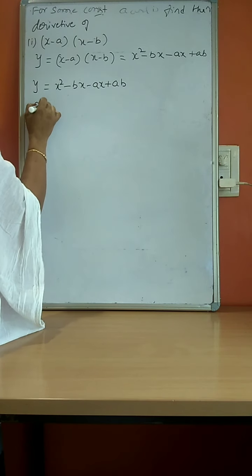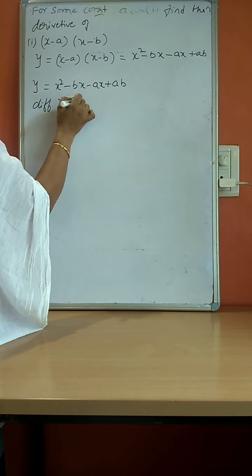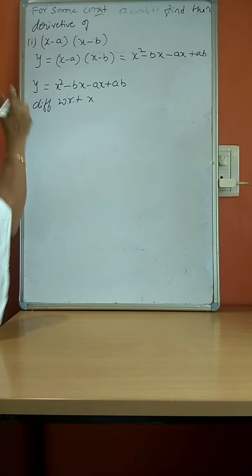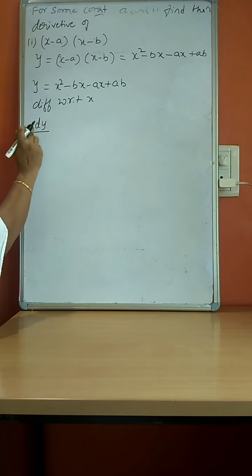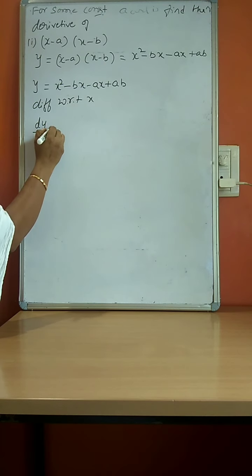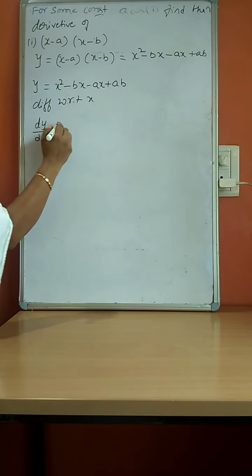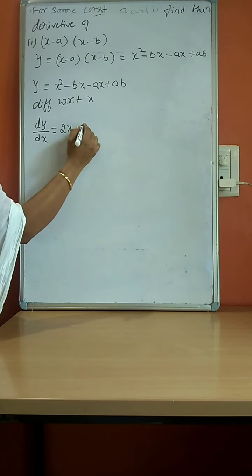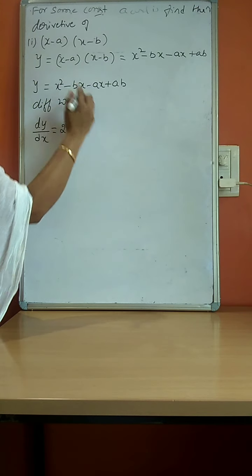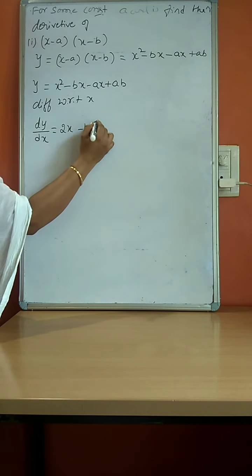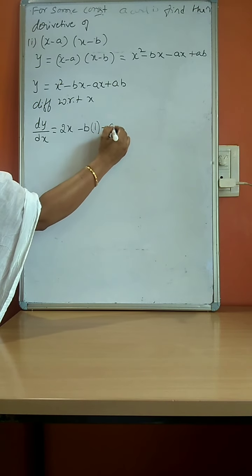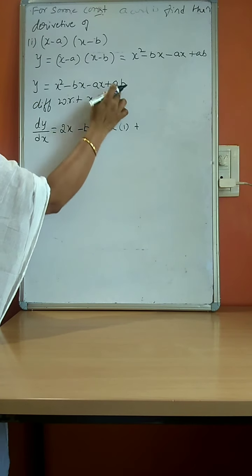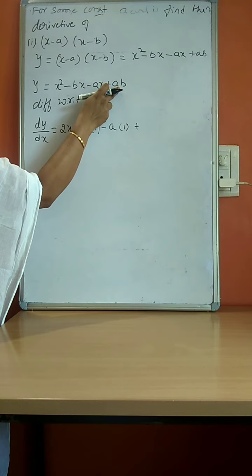Now we can differentiate with respect to x. See, how to differentiate this with respect to x? dy by dx is equal to differentiation of x square, which is 2x, minus, constant into function is there, keep the constant as it is, differentiation of bx is what? b. Minus, keep the constant as it is, differentiation of ax is what? a. Plus, here there is no function, only a constant is there.